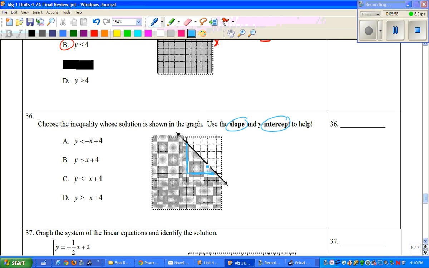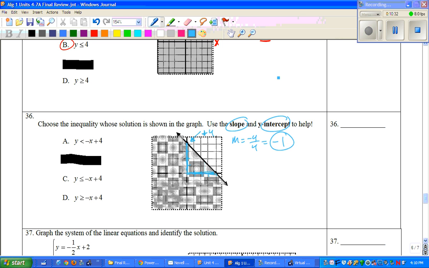The slope is going down, down, 1, 2, 3, 4, 1, 2, 3, 4. So our slope is negative 4 over 4, which is negative 1. So good. We're almost there. That's a positive 4. All of those are positive 4, so we can't cross that out.